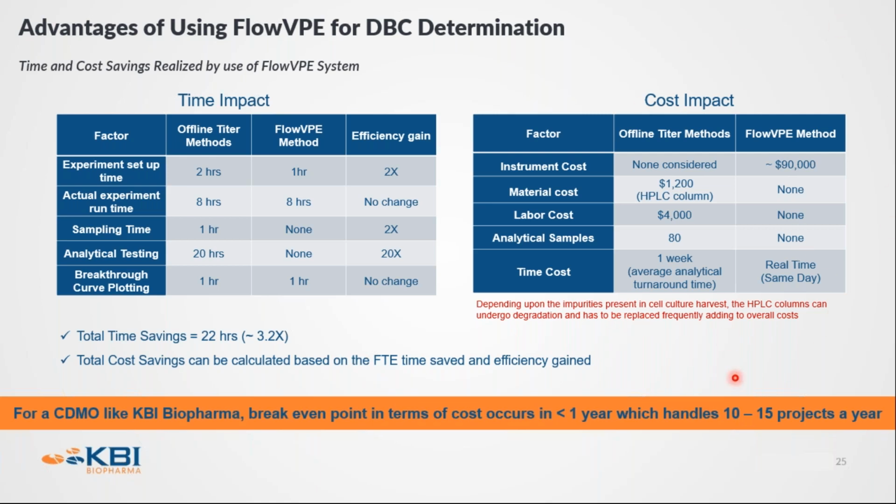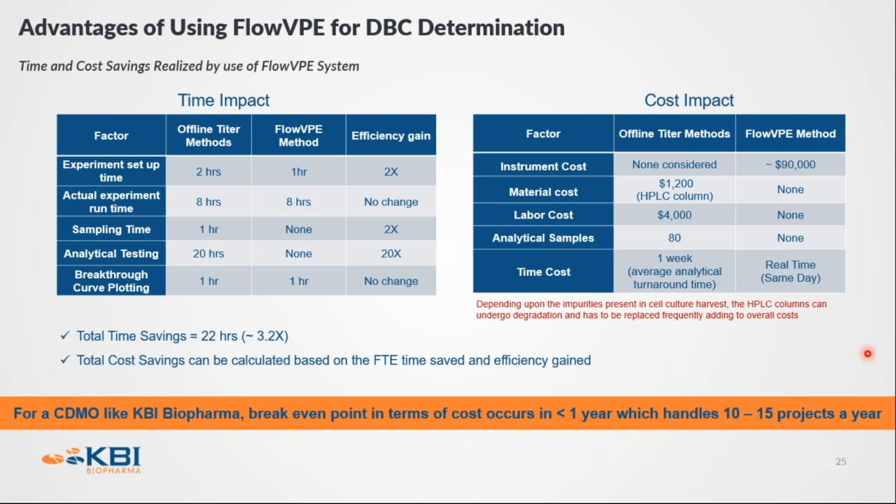Looking at the cost impact, the FlowVPE does have a capital cost of 90,000, and the HPLC instrument also does, but I haven't included it here just because the HPLC cannot be considered a dedicated equipment for DBC determination. Other than that, the FlowVPE has very few consumables cost. It does not use HPLC columns, it does not need buffers, and most important, it does not need additional labor. So we don't need analysts to dilute the sample and run the sample. All that cost is eliminated.